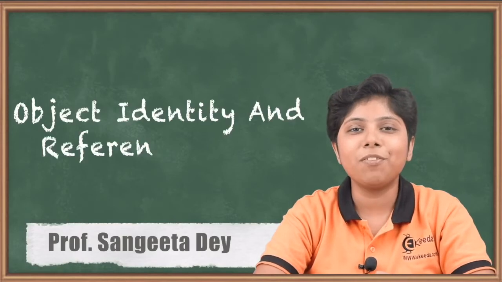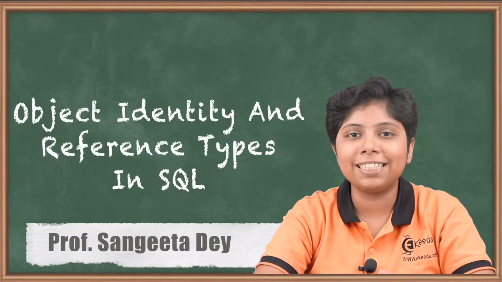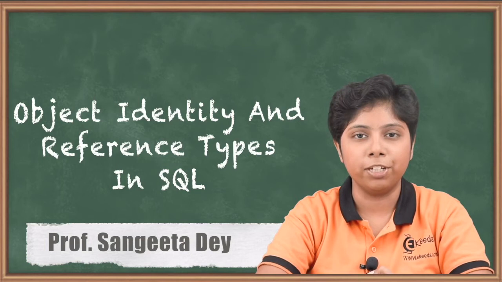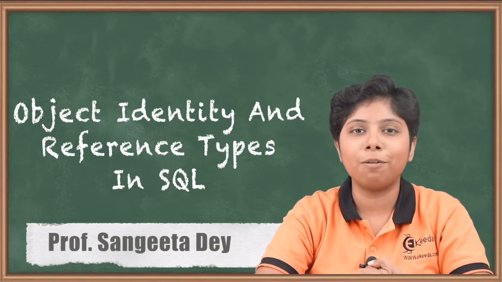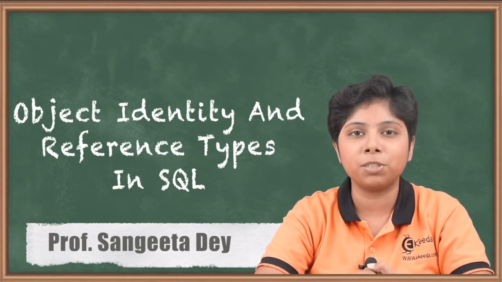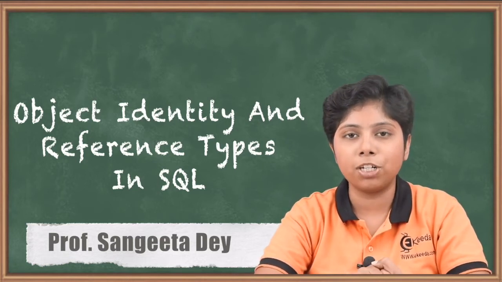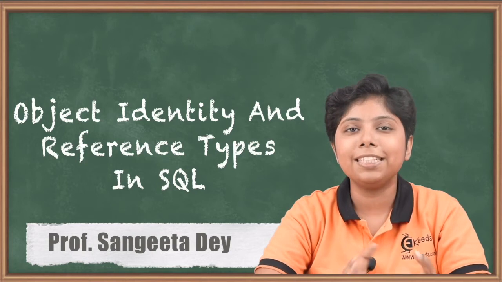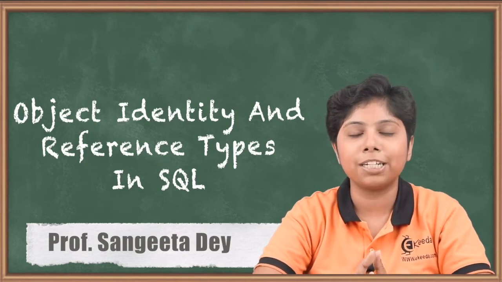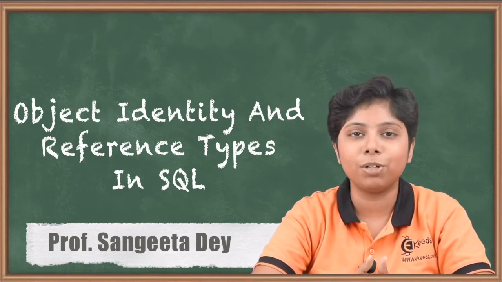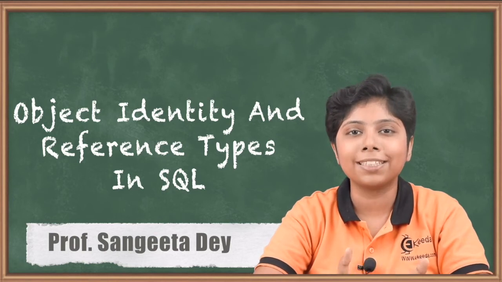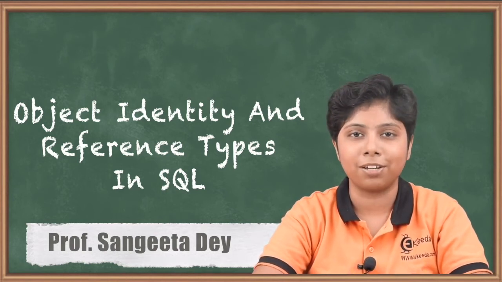Hello friends, today we will discuss object identity and reference types in SQL. We will see how an object can be referred to by another object, and the queries in SQL to access a referred object, update it, and insert the values of a referred object. We will also cover what self-referential integrity is, and how to go on accessing the referenced object in SQL.